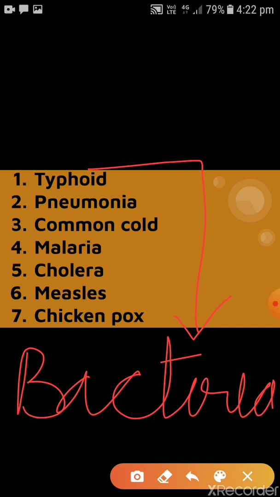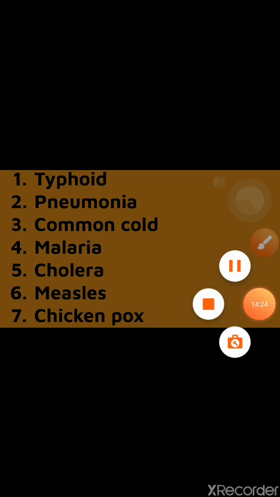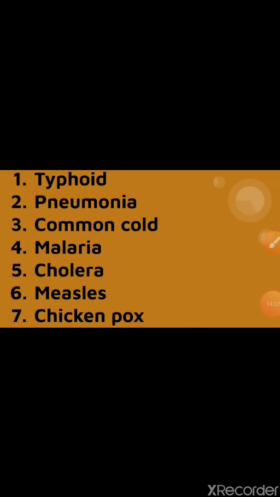Like in typhoid, symptoms are high fever, headache, weakness, stomach ache, constipation, loss of appetite. So you don't feel hungry. Loss of appetite means you are not feeling hungry.